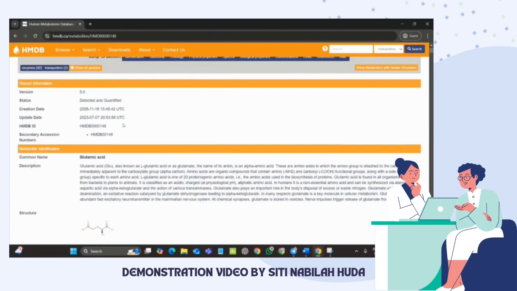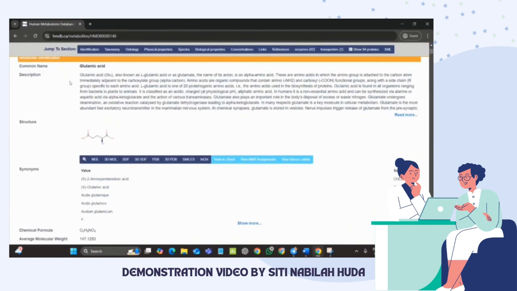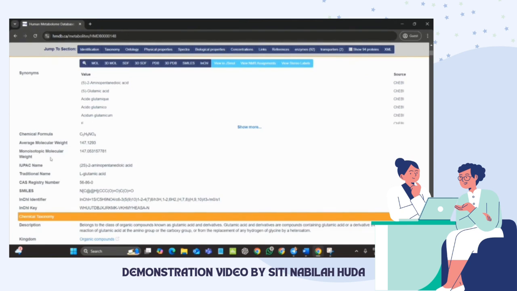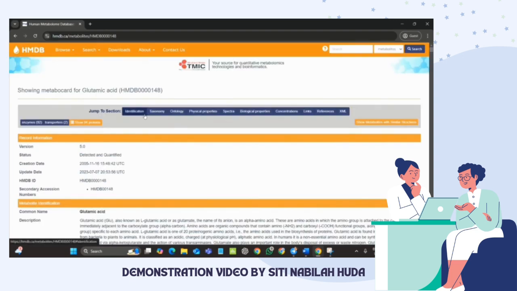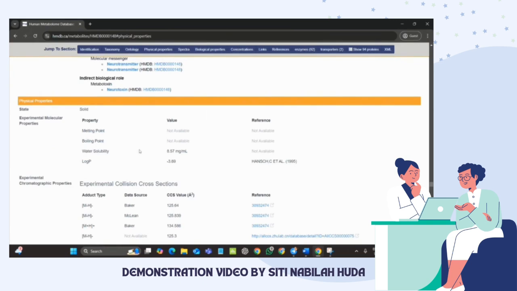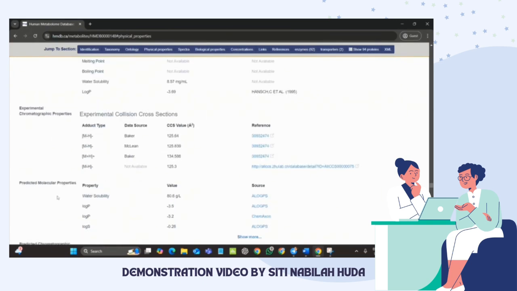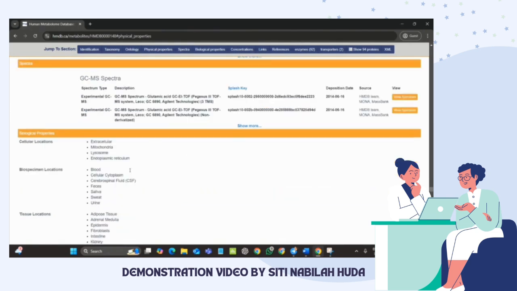You can also access the section by scrolling down and view some of the other described sections. You will find the common name, a detailed description, the structure, the synonyms, the chemical formula, and the average molecular weight. Now, click on the Physical Properties tab. You will find detailed information about the physical characteristics of a specific metabolite.